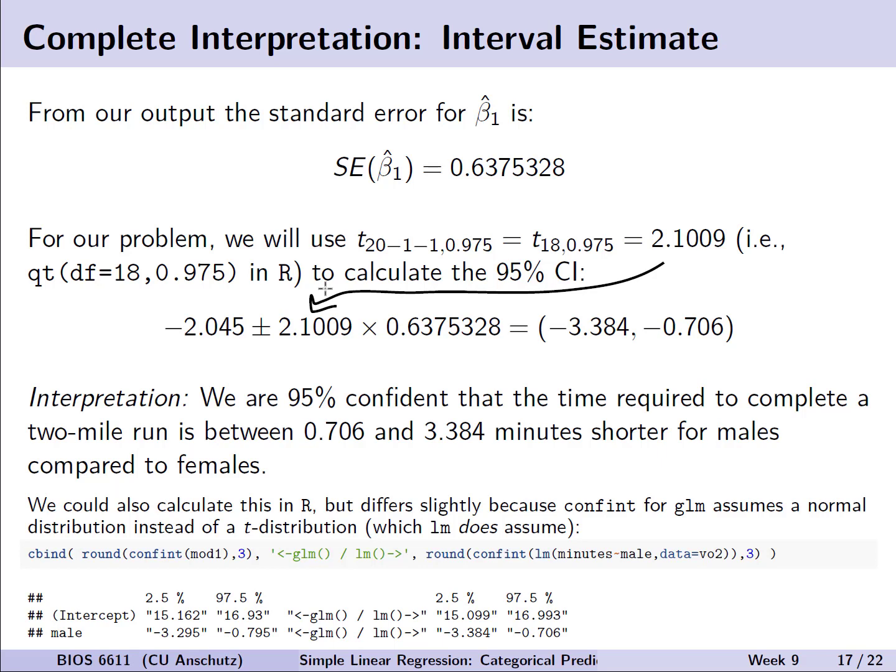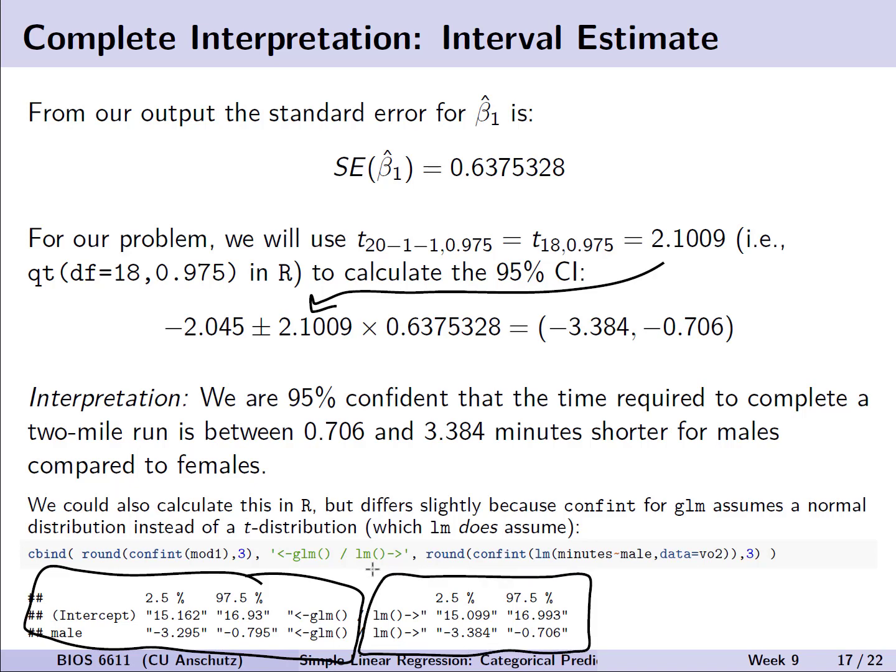One thing to note here is that besides the fact we could take the coefficients from the table and calculate this by hand, we actually have some functions in R that will do this for us. One area to be aware of, though, is that if we use the confint function for GLM versus LM, we'll see slightly different results. So what we have in the output below here are the GLM corresponding estimates from using the confint function. On the right-hand side, we see the estimates for the LM function to fit our linear regression model.